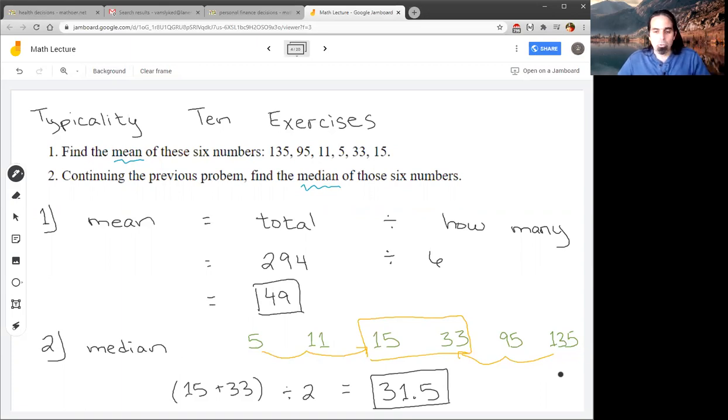So just as a teaser for what we're going to see eventually, notice that with the median, it doesn't matter what the biggest and smallest numbers are. If this was 9,135, it would be exactly the same.